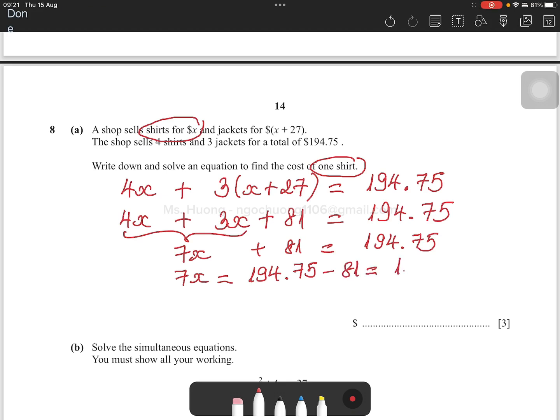And it is equal to 113.75. So to find the value of x, we divide both sides by 7. And the answer is $16.25. So the cost of one shirt is $16.25.